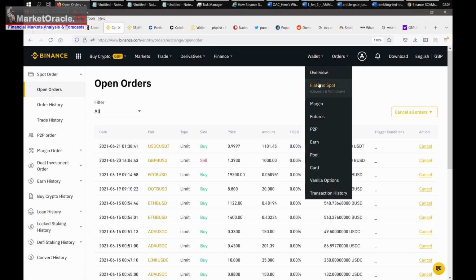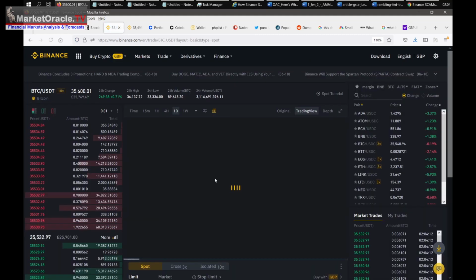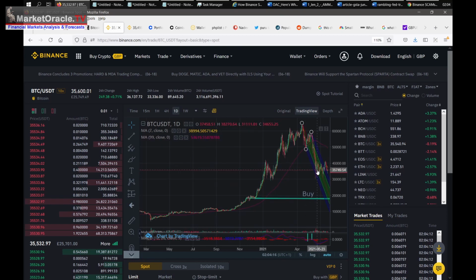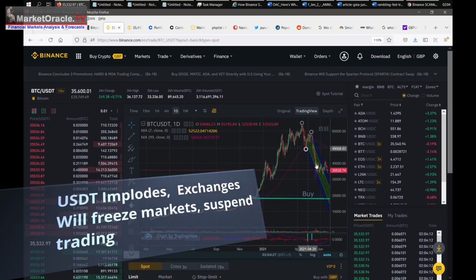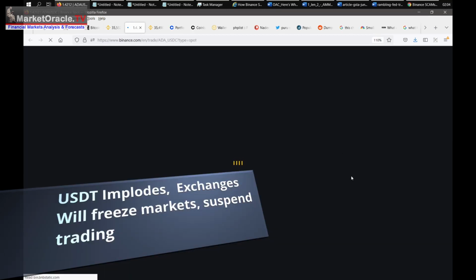But they'll also probably freeze the BTC market, because it won't be $1. The price will shoot up. If they don't freeze it, what will happen is this. The price will shoot up.